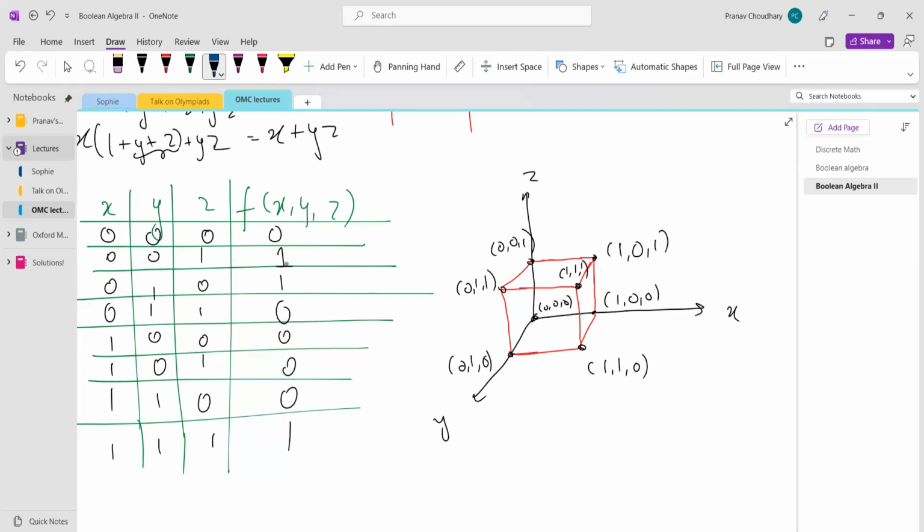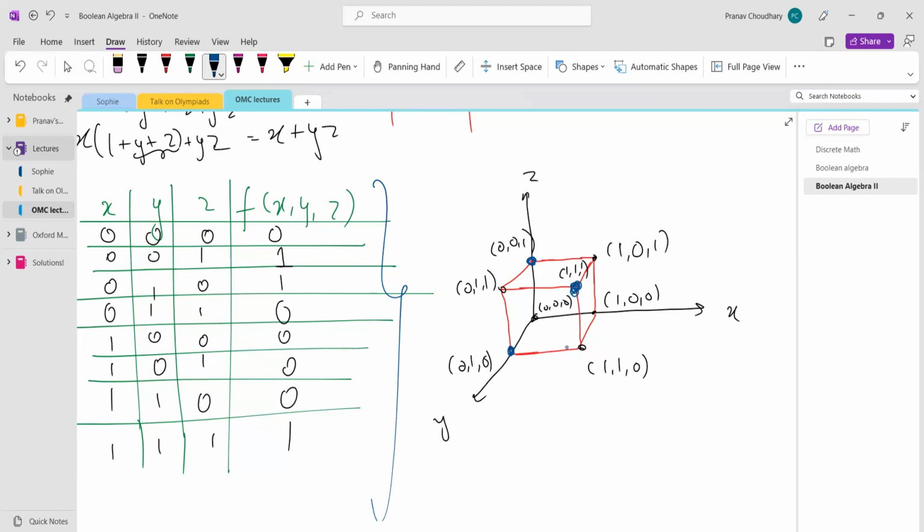So what we do is wherever the function is 1, we distinguish that point. So we can just mark it with a different color. I see it's 1 at 0 0 1, so I can mark this blue. 0 1 0, I can mark this as blue, and then 1 1 1. So this is how I graphically represent this function, which I have written here.